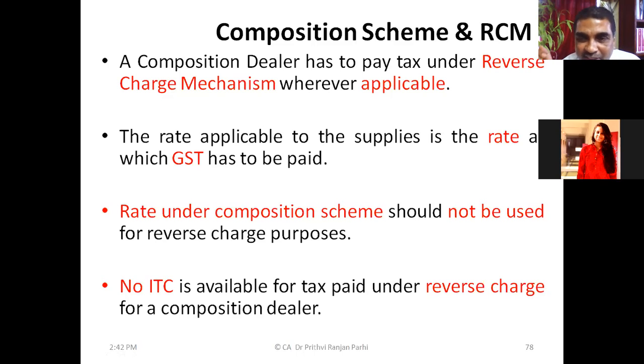Are you able to understand this thing, or I will explain it? So in the previous class we have understood there are certain services to which reverse charge mechanism is applicable. One example of those services I told you, let us say legal services in certain situations, legal consultancy or advocate services. Now, for example, let us say you are a dealer who is covered under composition scheme. You are a trader.